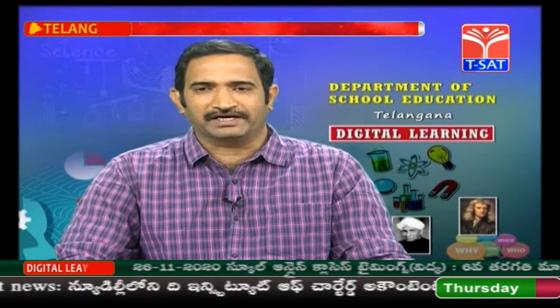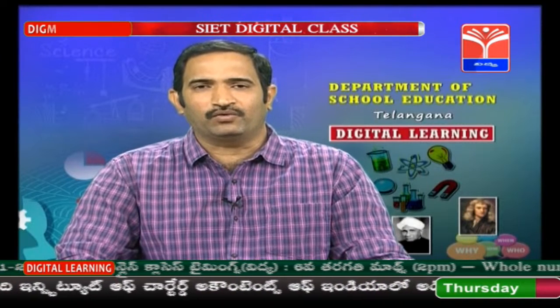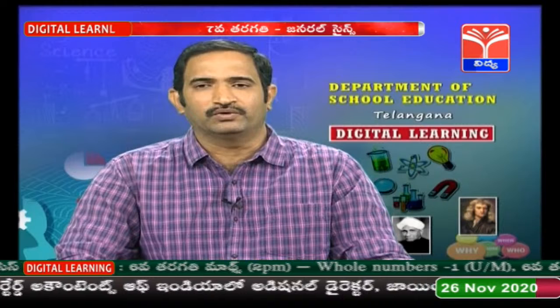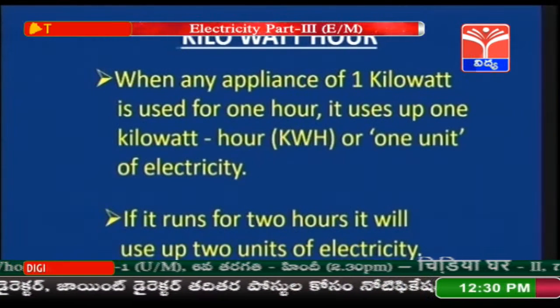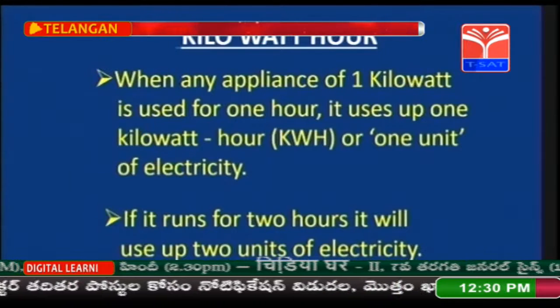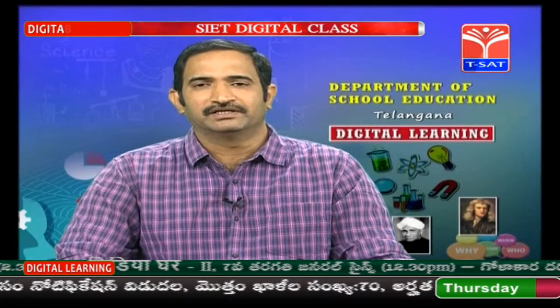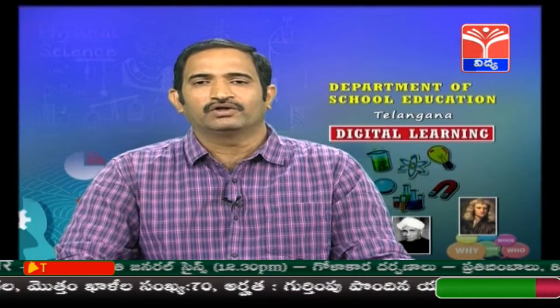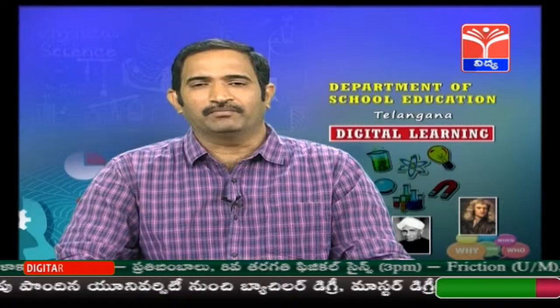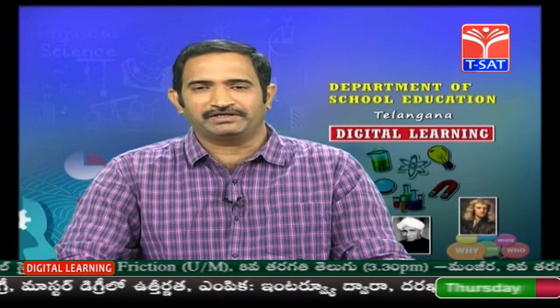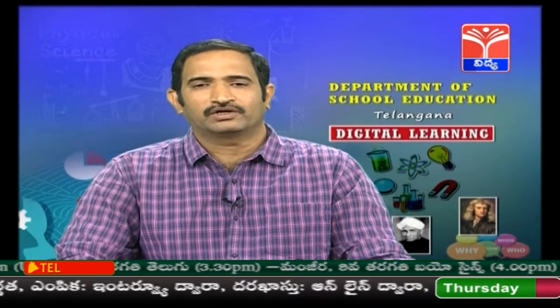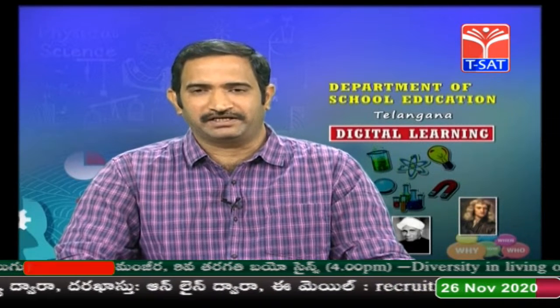Children, did you understand this one? Now that 1 kilowatt hour is equal to 1 unit. If it runs for 2 hours, it will use up to 2 units of electricity. That means it is consuming 2 kilowatt hours of energy. Now that 10 bulbs, instead of 1 hour, are working for 2 hours, they are consuming 2 kilowatt hours of electricity.